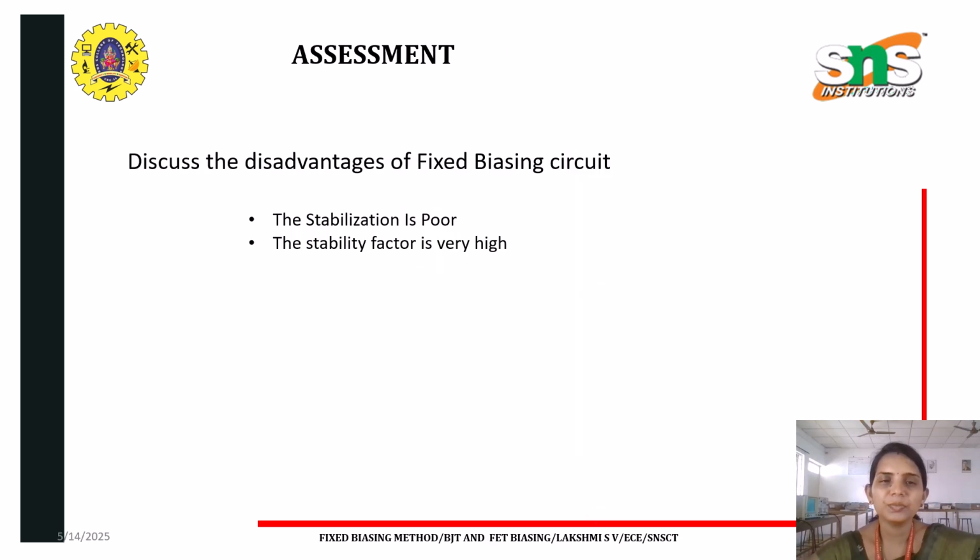Today's assessment is to discuss the disadvantages of fixed bias. As I told you, the stability is poor as there would be a variation in the collector current, since heat development cannot be stopped. The stability factor is very high. There are strong chances of thermal runaway, which would destroy the transistor. Hence this method is rarely employed.